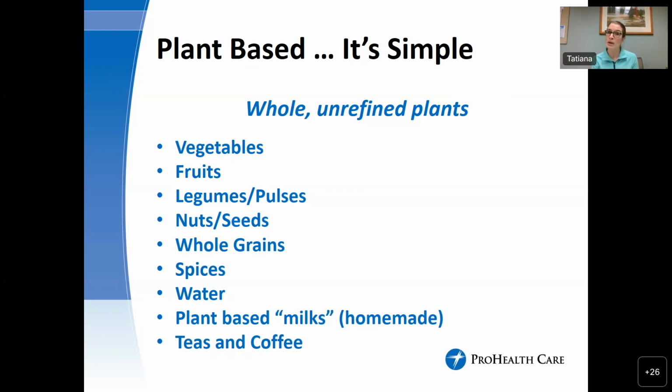There are a good bit of plant-based non-dairy milks out there that are not necessarily going to fit the bill based on the ingredients that are included, whether that's to give them flavor, right? There might be some vanilla or chocolate.